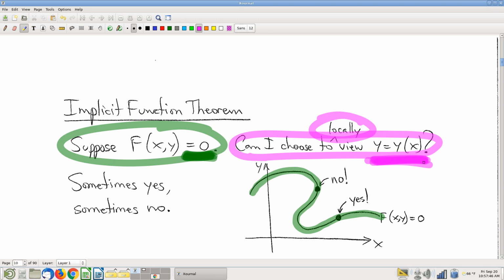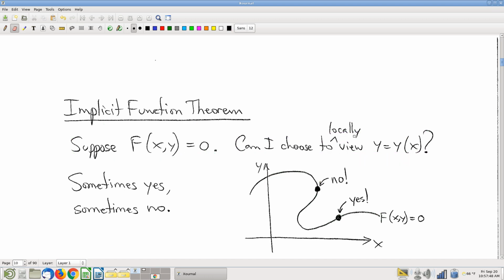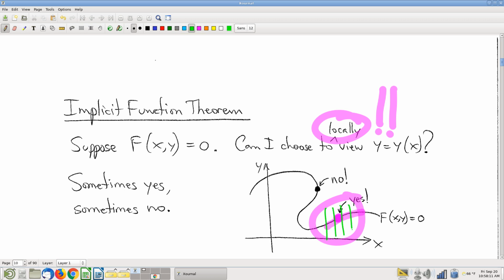And I'm going to show you a couple of ways that this question might play out, depending on the point you're looking at. So, for example, let's suppose you're looking at this point down here, and notice I mean locally. So, obviously, I don't mean the whole curve, but just nearby this point. Can I view this part of the curve as being a graph? And the answer is, yeah, sure, no sweat. Look at this. That little piece of curve passes the vertical line test, no problem. I can view that curve as being a graph of some function.